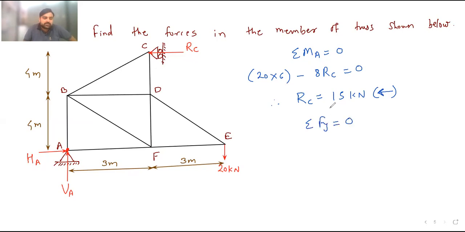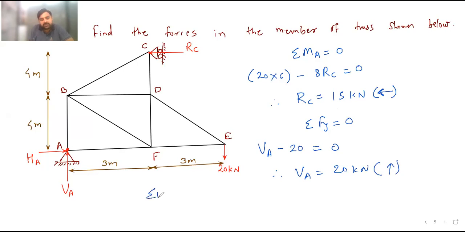Upward forces are plus, downward are minus. So here VA is moving upward, plus VA minus 20 is equal to 0, because this RC is horizontal, so it will not come under summation Fy. Therefore VA is equal to how much? VA is equal to 20 kilonewton and it is positive, so assumed direction is correct.